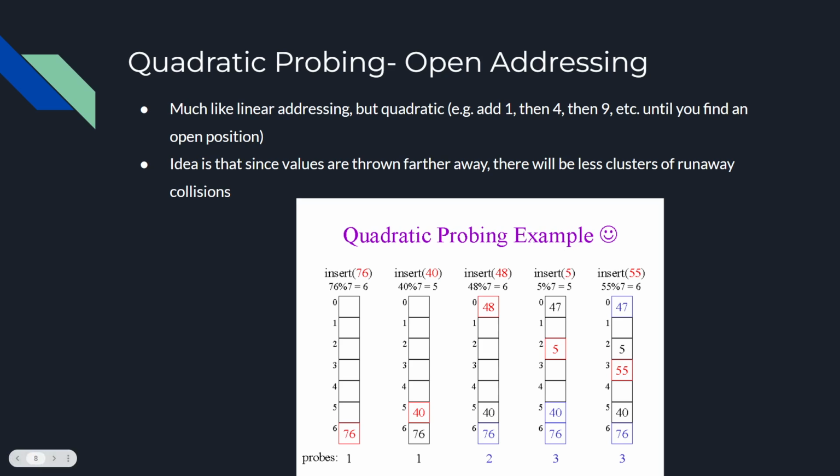Quadratic probing works a lot like linear probing, but quadratic would throw the values much farther away. Instead of adding 1 over and over, you'd add 1, then 4, then 9 until you find an open position. The reason that people use this over linear probing is that if you throw the values farther away, hopefully there will be less clustering of collisions, meaning that you'll have fewer problems overall. This usually works best for larger arrays or larger memory because the idea is you want to throw it as far away as possible.